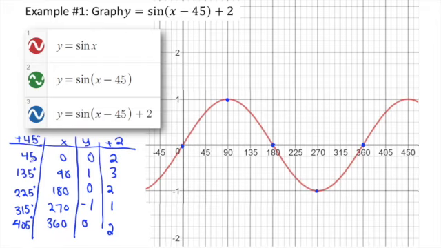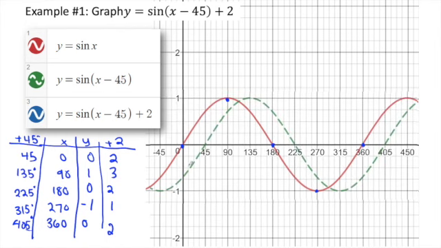Okay, and then you're going to have your final 2 points. So you're going to have (45, 2), (135, 3), (225, 2), (315, 1), (405, 2). Okay, so this one actually shows the movement to the right 45 degrees. So they went over and moved all of their points over 45 degrees.